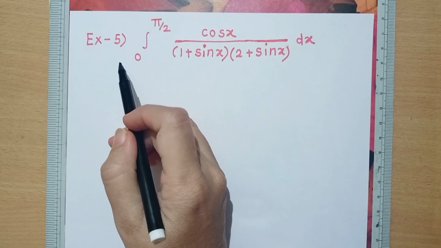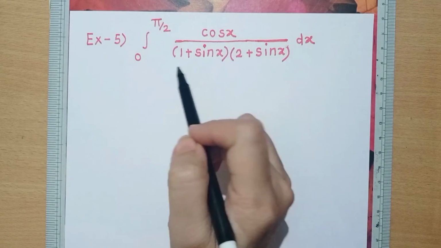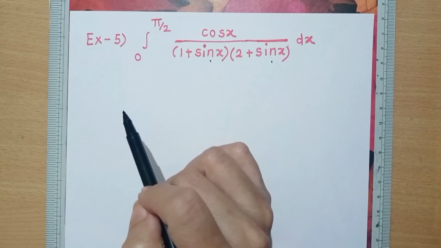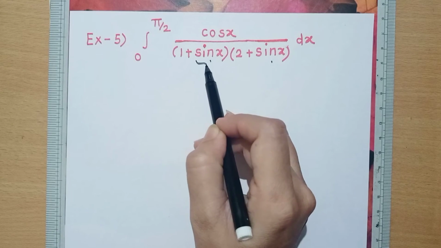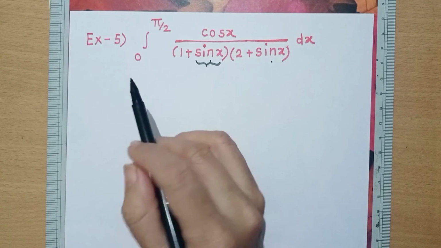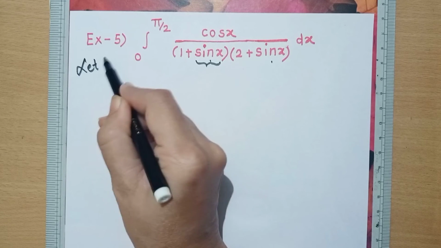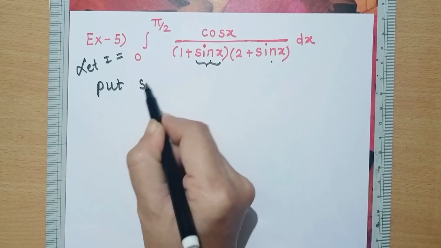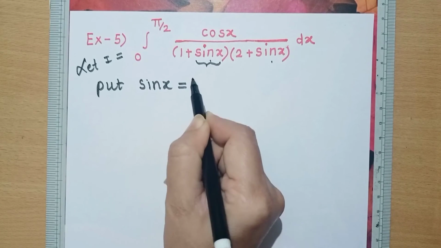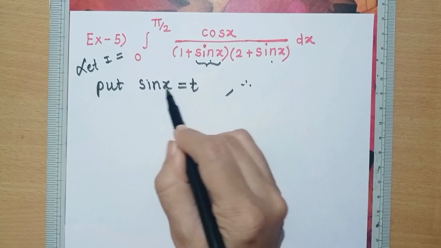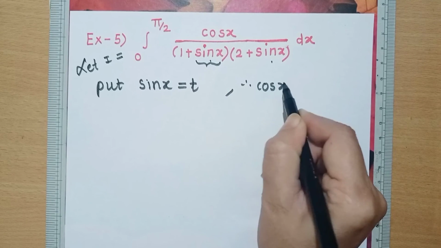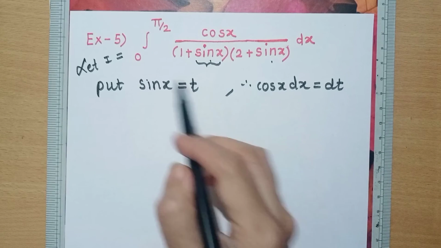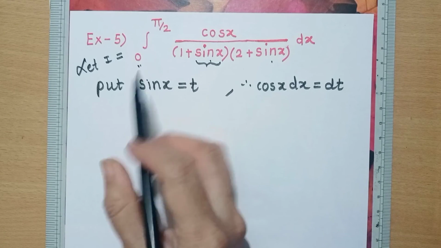This is our fifth example, and check the integrand. Here we can observe the sin x term and cos of x also. So we can substitute sin of x equal to t. So first we will write let I be equal to this, and we will substitute sin of x equal to t, and find the derivative of this, which is cos of x dx equal to dt. And again we have to change the limits, don't forget this.